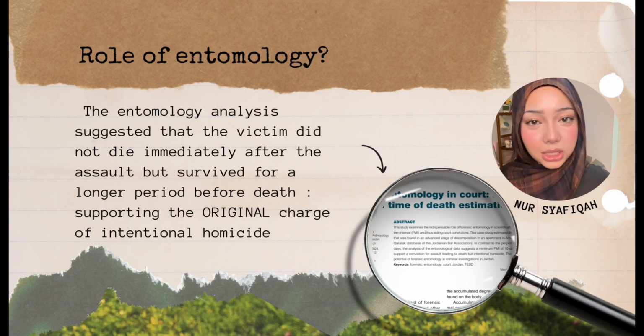The analysis suggested that the victim did not die immediately after the assault, but actually survived a longer period before her death. This survival fundamentally changed the understanding of this case, as it demonstrates how the accused's actions actually met the criteria for intentional homicide by abandonment instead of accidental death by assault.